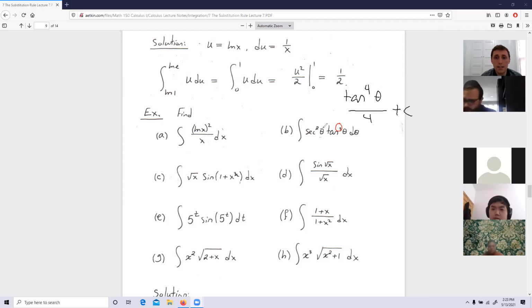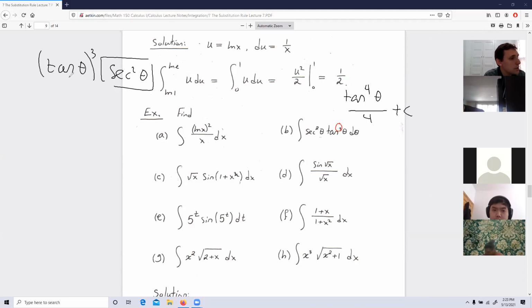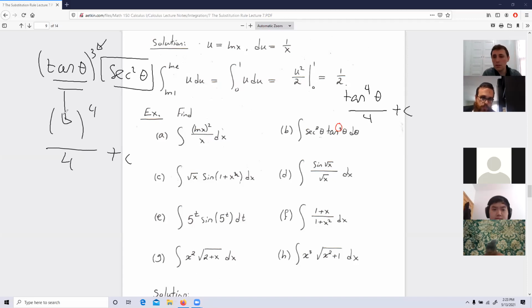Secant squared is the derivative of tangent. So again, this is tangent. Look at it, the tangent of theta raised to the 3rd power. That's what this means. And then we have secant squared theta. That's what fits in the box. The derivative of tangent is secant squared, so all we need to deal with is the 3. So that becomes 4 over 4 plus c. And here I place tangent. You see the strategy? It's done in a second if you know what you're searching for.